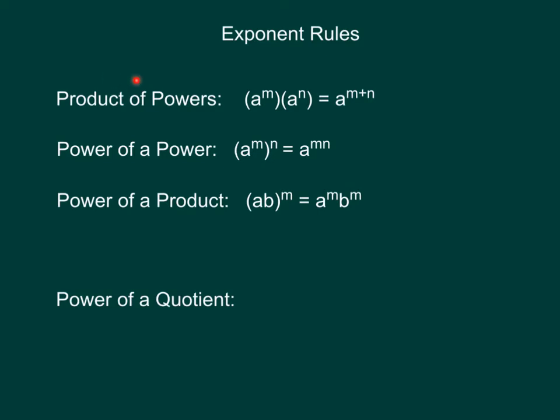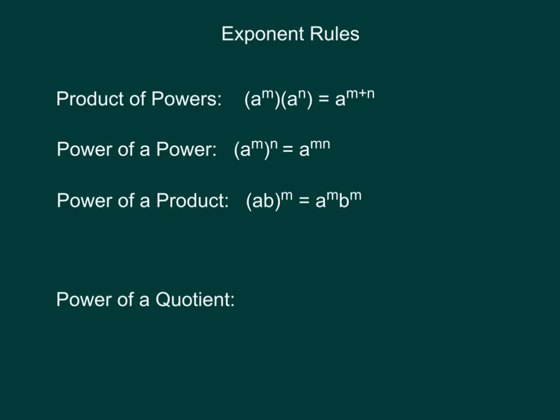The product of powers here is when you're multiplying like bases, you add the exponents together. Power of a power, when you're raising an exponent or a monomial to an exponent, you multiply the exponents. Power of a product, all that says is that everything inside the parentheses gets raised to the exponent, including any real number that's in there.